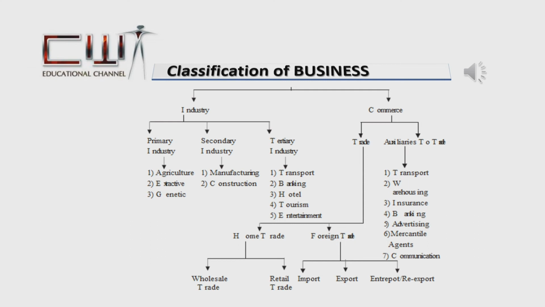And then there is entrepot or re-export. In this case, we first import the raw material, convert it into finished products, and then sell it or export it. So that is a re-export. So we are bringing the goods inside the country, making it into finished product, and then selling it outside the country. So that's entrepot trade.